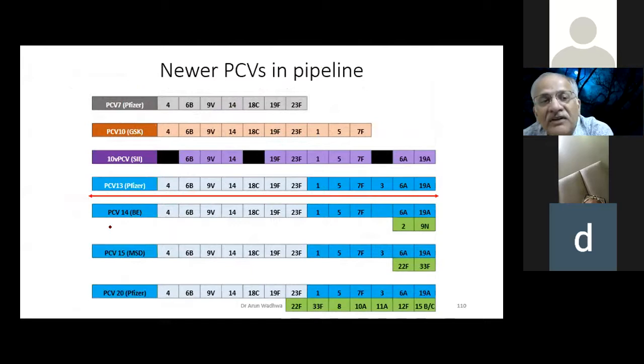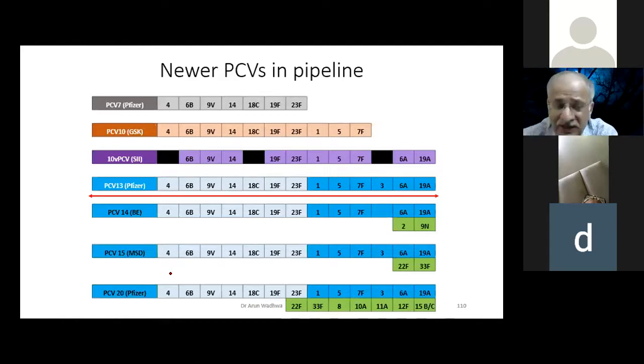Probably next year we'll have a biological E PCV14, which has these 2 serotypes. And we have MSD PCV, which is about to be launched in US in 2022. And then you have PCV10 by Pfizer, PCV20 by Pfizer, which may come later. These are now being studied. The PCV20 is now being studied only in adults. So soon after that, we might have in children too.